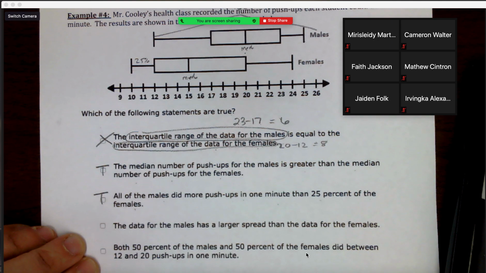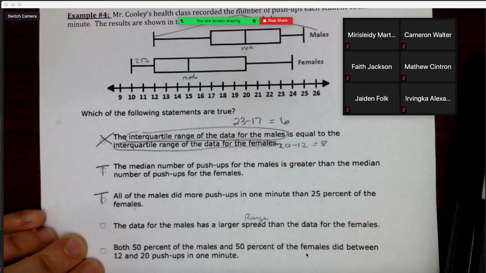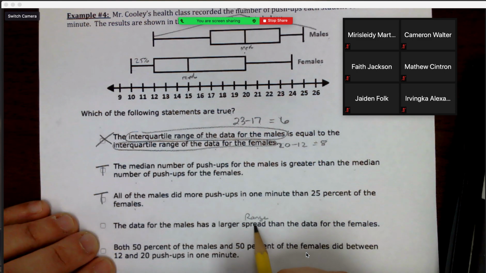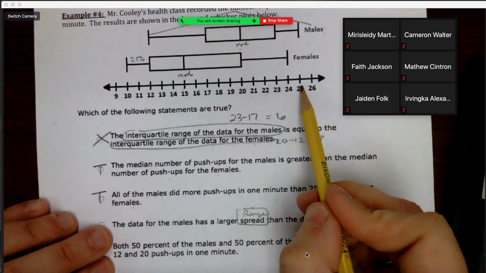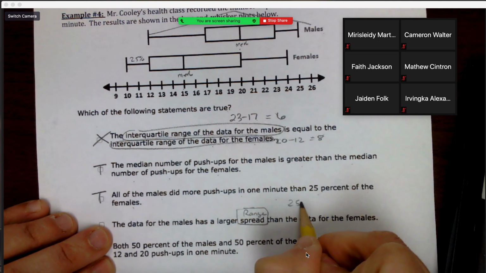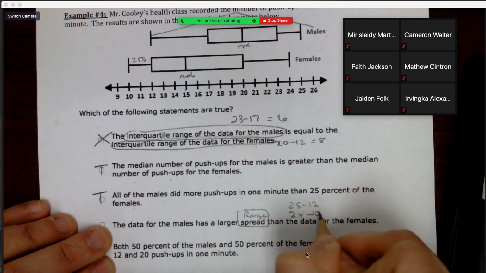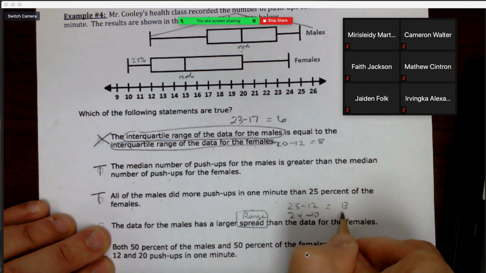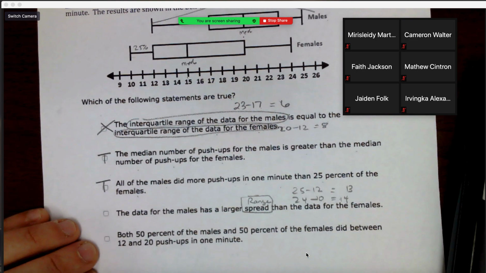The data for males has a larger spread than for females. Spread is another word for range. So the range, these are interchangeable words, of males is 25 minus 12. For females is 24 minus 10. So this is 13 and this one is 14. It looks like the females is actually more than the males. So this one is not true.